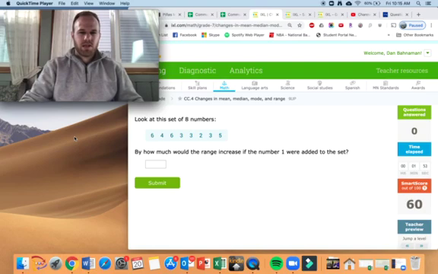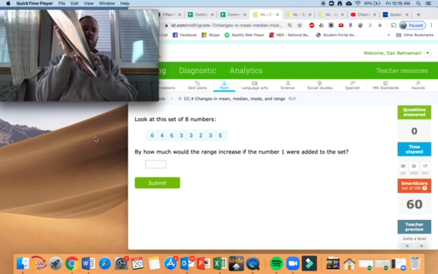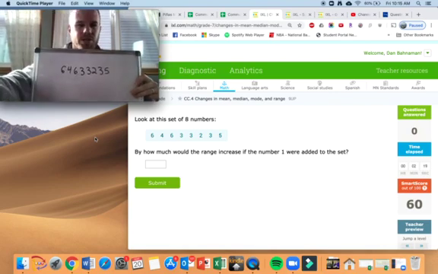Out in IXL, CC4, changes in mean, median, mode, and range. So you can see it says, look at the set of 8 numbers. By how much would the range increase if the number 1 was added to the set? So remember, range is the difference between. Difference means subtraction.